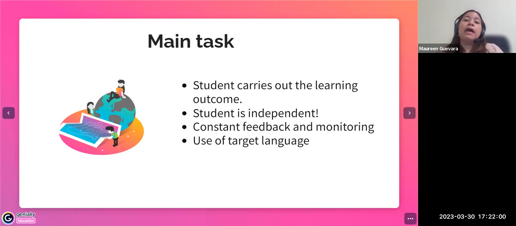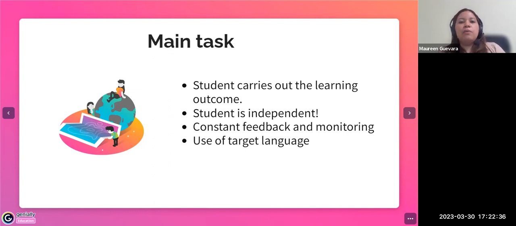Maybe they are going to create a dialogue and present it. Probably they are going to create a collage of pictures of the activities that they did on their last vacation, or they are going to create a video and then share it in a group or on a platform if you have it, or they are going to write a blog about their last vacation. Something that is important about the main task is that they are independent. They have to be the ones using the language according to the task that is assigned.